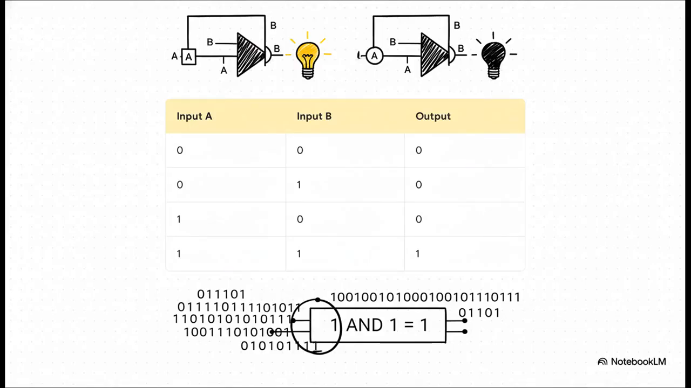Just look at that output column: 0, 0, 0. There's only one way, one single combination that gets you a 1 at the end. Input A and input B have to be 1.